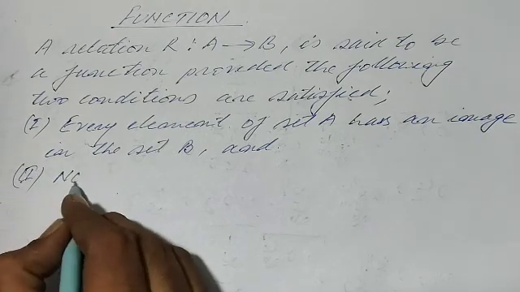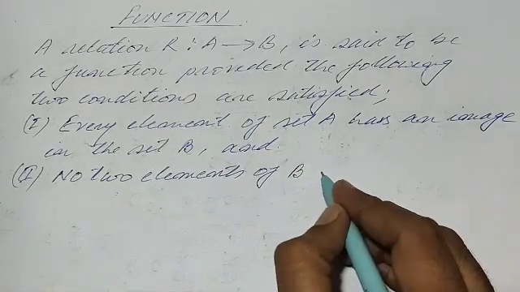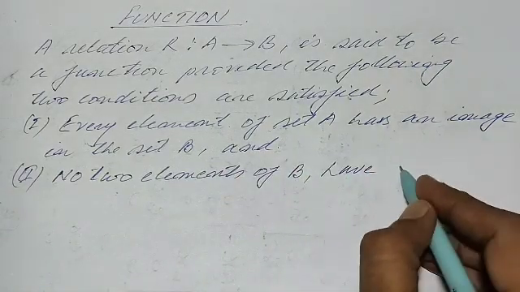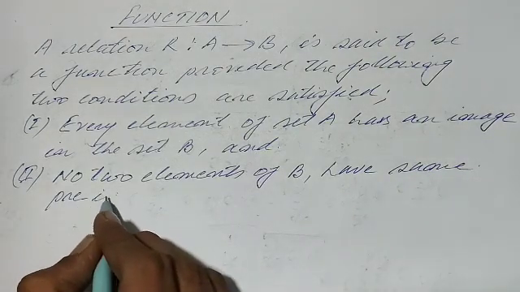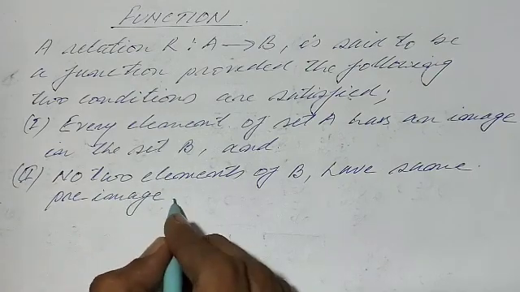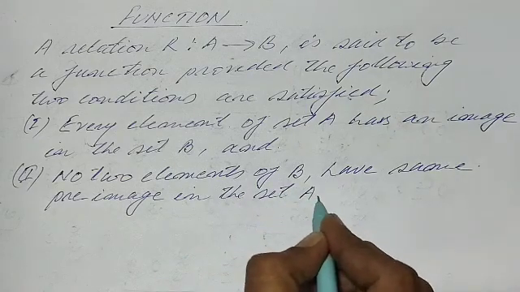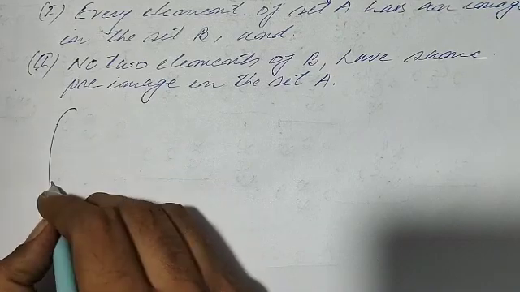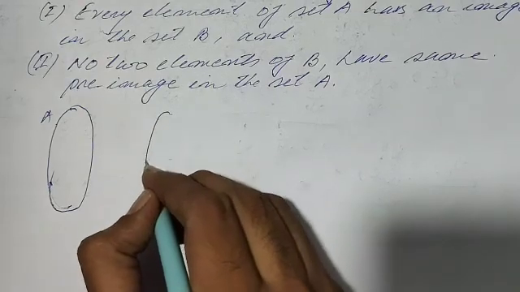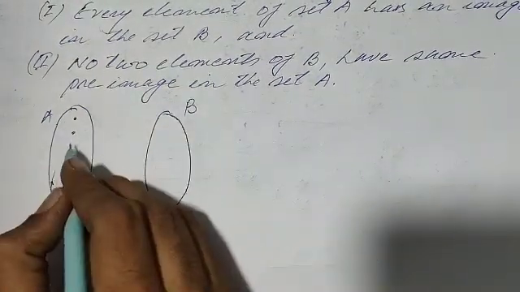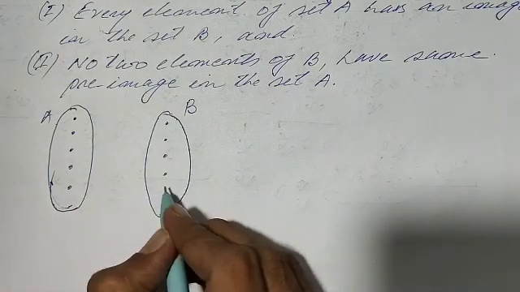second condition, no two elements of B have the same pre-image in the set A. See, for example, this is a set A and this is a set B, and there are 5 elements in A and 5 elements in B.